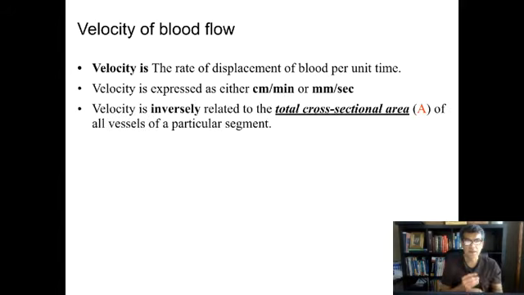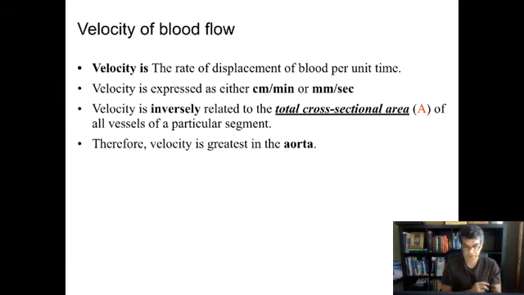The speed of movement of blood flow, the velocity of blood flow, depends on a couple of important things. As you can see here in this formula, it depends on blood flow and the cross-sectional area.